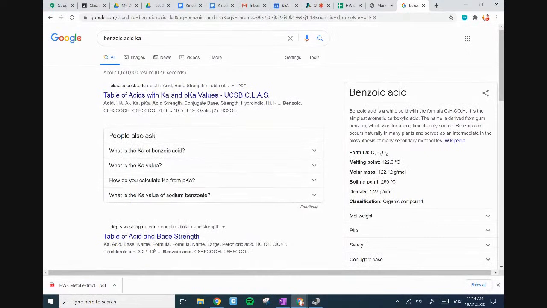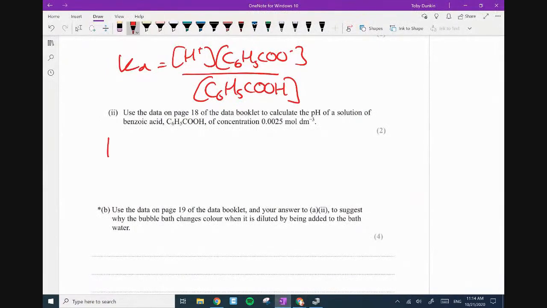That's what they'll tell you in the data book. 6.46 times 10 to the minus 5. Good, okay. That's all right. I'll take that. 6.46 times 10 to the minus 5.